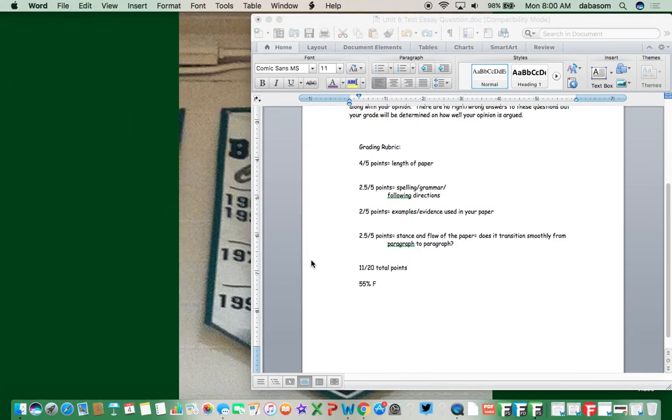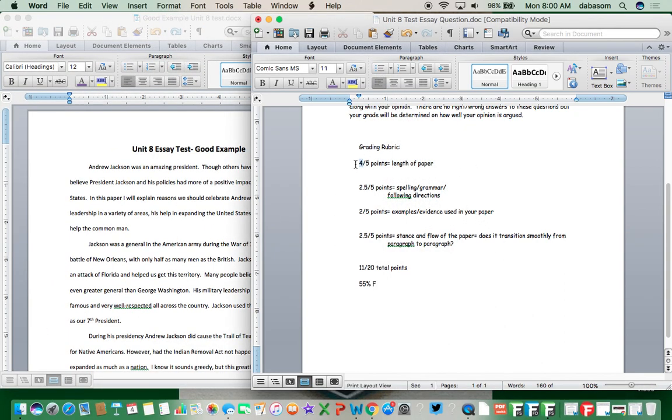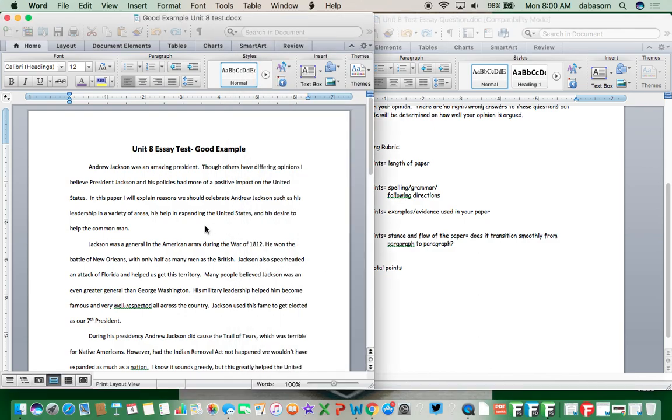Now let's transition over to the good example and see if this one's any better. Again, just trying to give everyone an idea of what I'm looking for here and what a good paper looks like as opposed to what a not so good paper looks like. So let's take a look here. This person starts out, Andrew Jackson was an amazing president. I like this opening because right away I can tell this person's stance is that Jackson is somebody who should be supported.